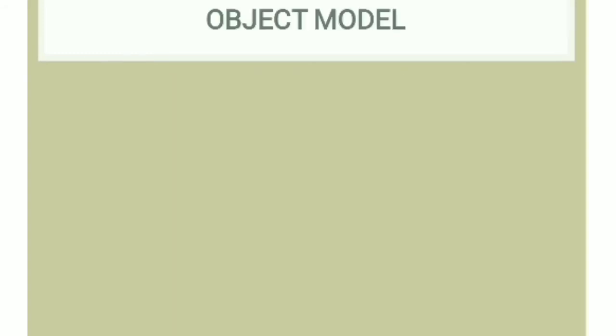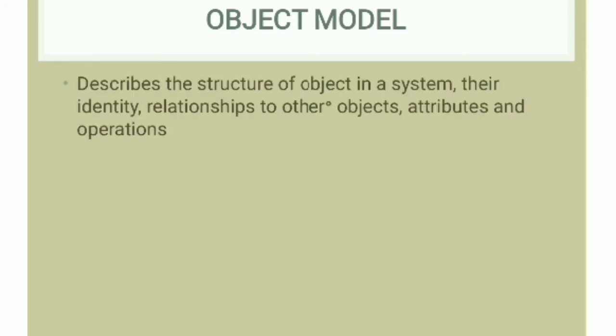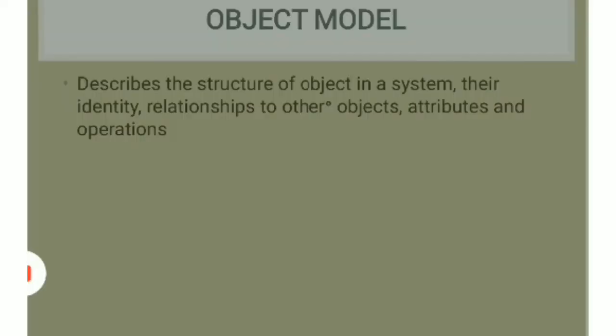We'll see one by one each model. First is the object model. The object model basically describes the structure of objects in the system. Object models are presented by the object model and data dictionary.